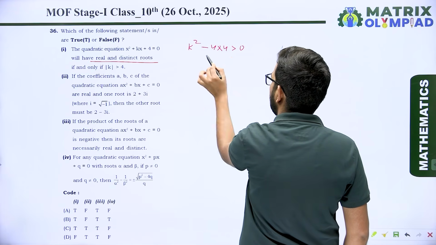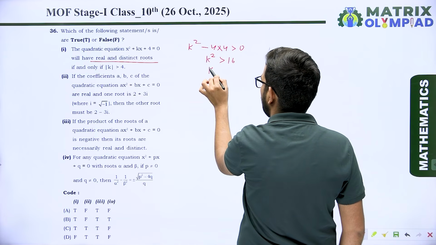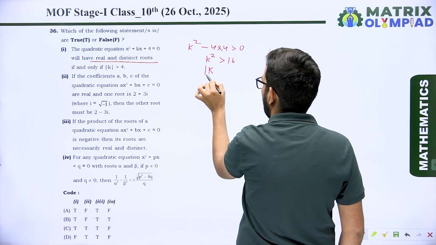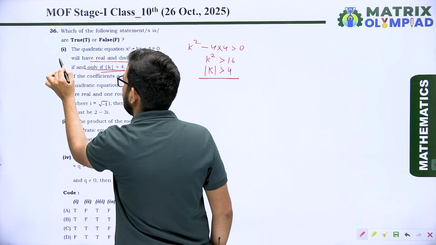So it should be greater than 0. So k square is greater than 16. So the value of k, mod of k, is greater than 4. So this one is true.